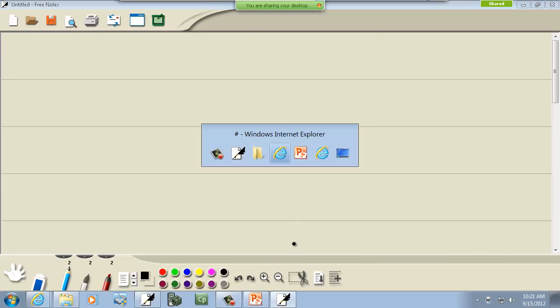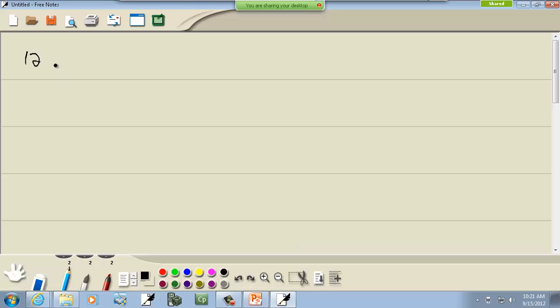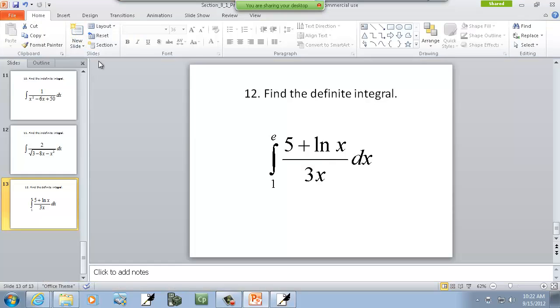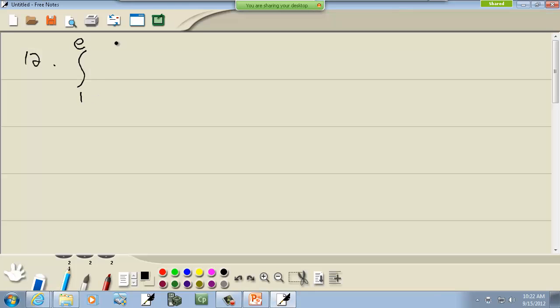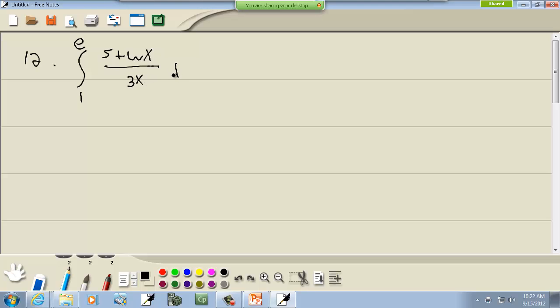Okay, so let's look at our next problem. Let's see, the integral from 1 to e of 5 plus natural log of x over 3x dx. Okay. Let u equal to the denominator. Doesn't go anywhere. I try to let u equal to maybe, well, no matter what, my standard substitutions don't seem to work.